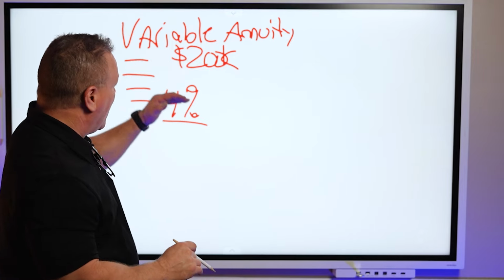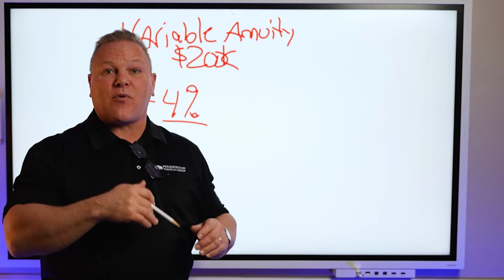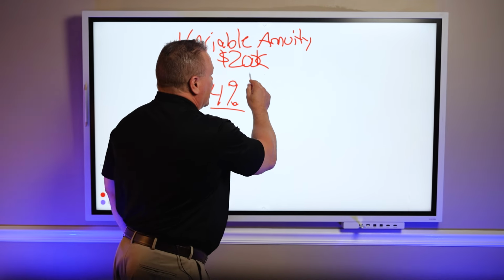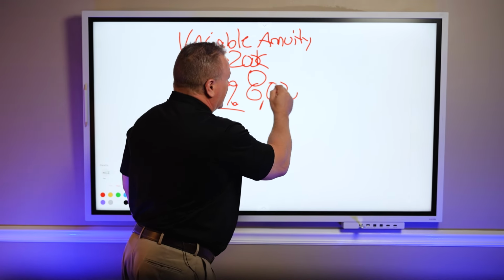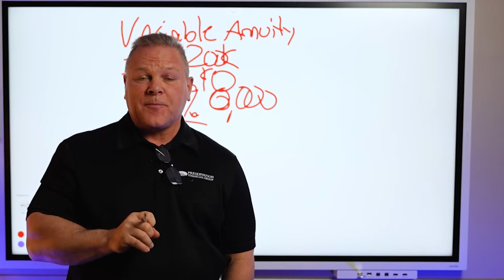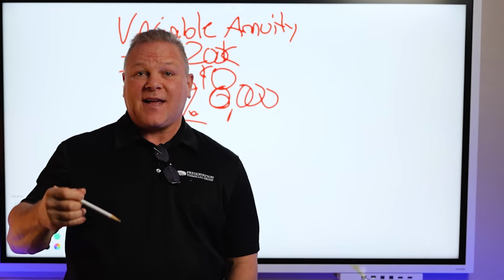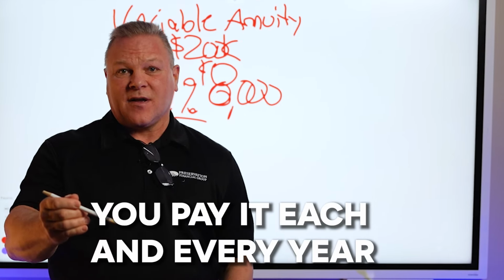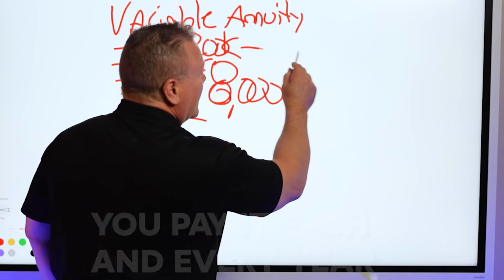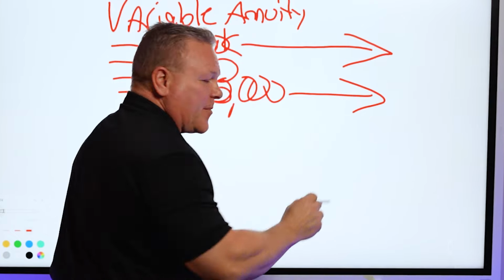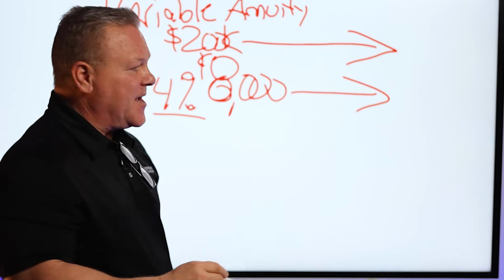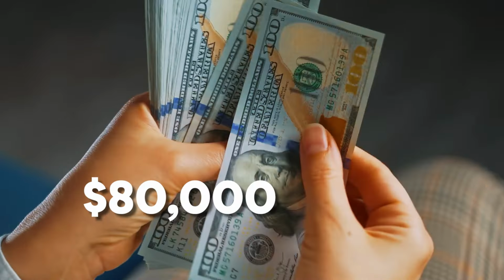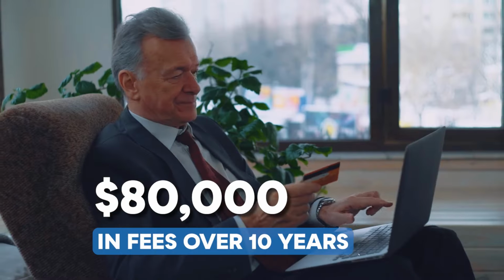So I called. Once I totaled up all the fees, they were approximately 4%. So 4% on $200,000 is $8,000, okay? I always ask people, do you pay that one time or do you pay it each and every year? And the answer is you pay it each and every year. So if this account stayed level for 10 years, you would pay $8,000 a year every year. That means you would have paid $80,000 in fees over 10 years.